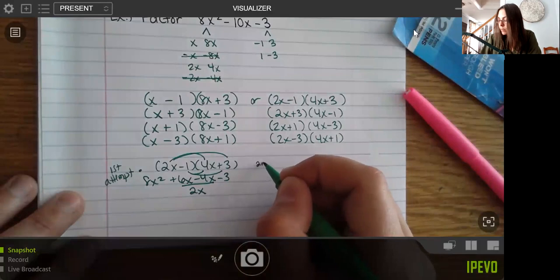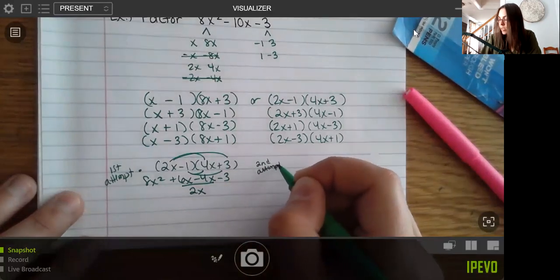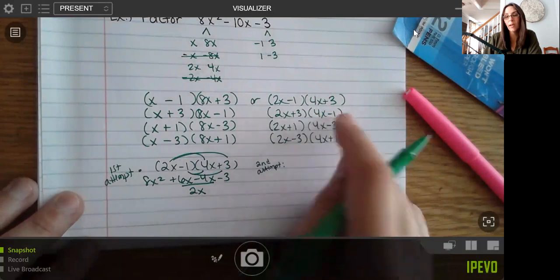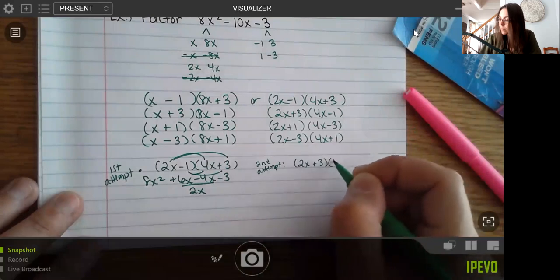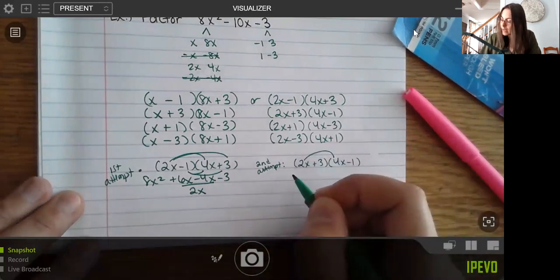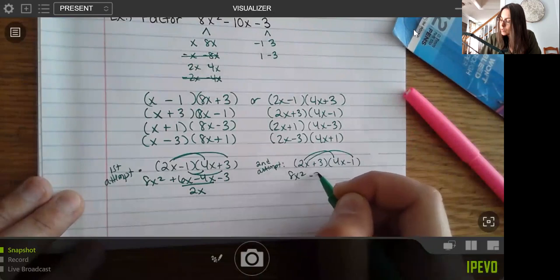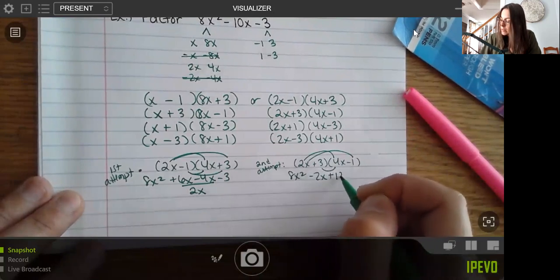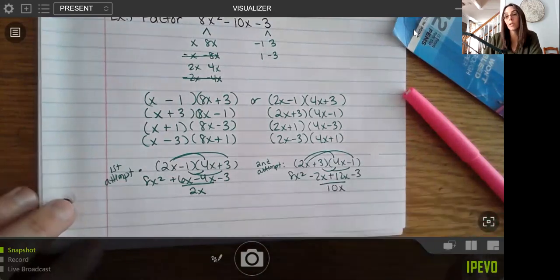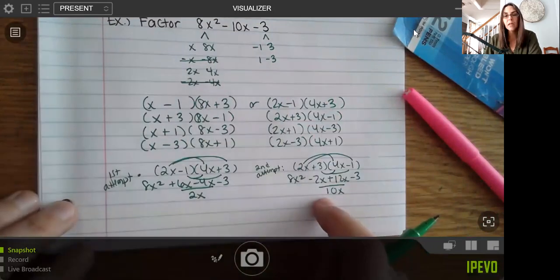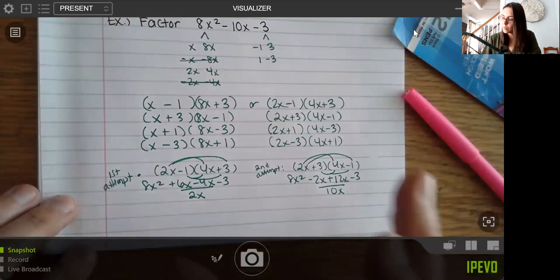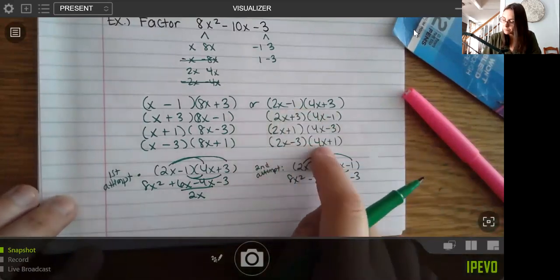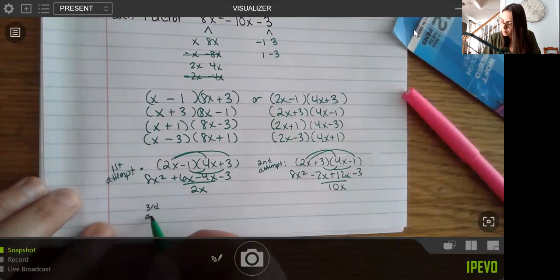So let's do a second attempt. I'm going to try the next one because, again, the order changed here, so I could get different values. So here I get that 8x squared. I get minus 2x. I get plus 12x, and I get minus 3, and I get a 10x on the inside term. Now that's really close, right? I need a negative 10, not a positive 10, but I feel like I'm in the right group. So what I'm going to do is look for the same pair, but with the sign switched, and try that one instead. So my third attempt here.